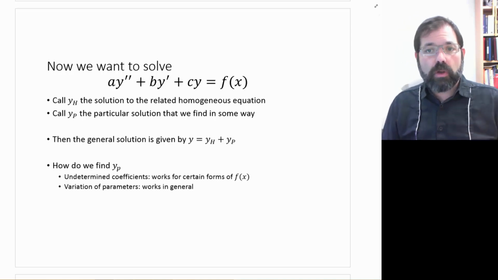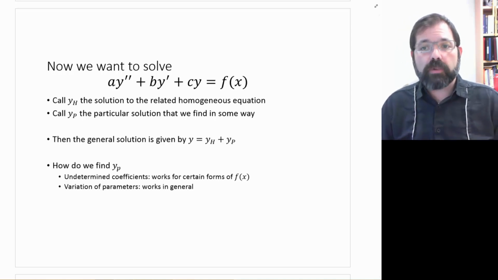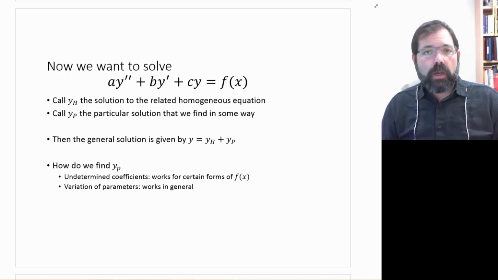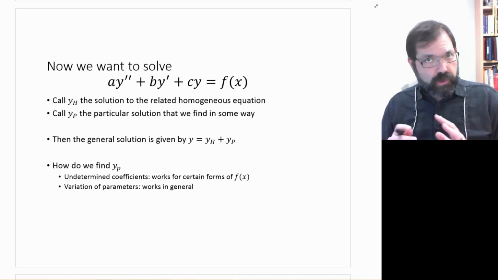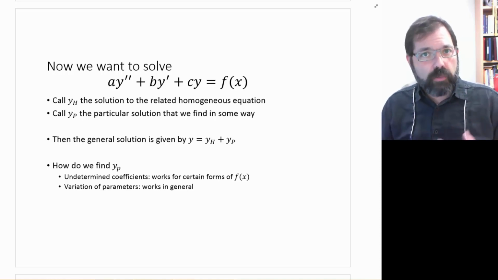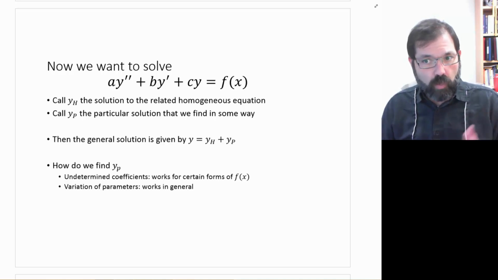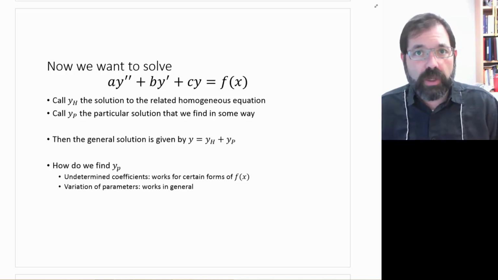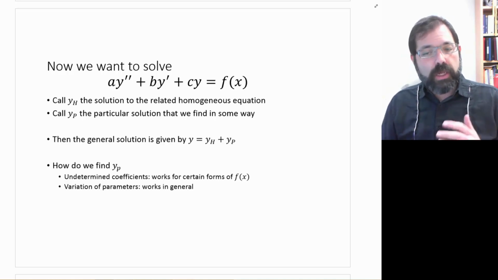What this means is we want to solve an equation of the form a y double prime plus b y prime plus c y equals some function of x instead of 0. The general idea is we solve the equation we solved before, the homogeneous equation. We'll call that y sub h. Then we find what we call the particular solution, y sub p. The general solution is given by y equals y sub h, the homogeneous solution, plus y sub p, the particular solution.